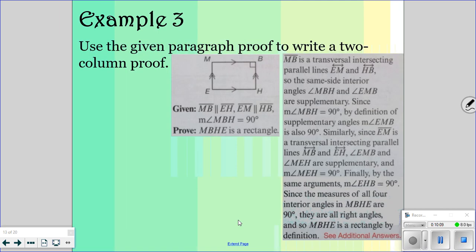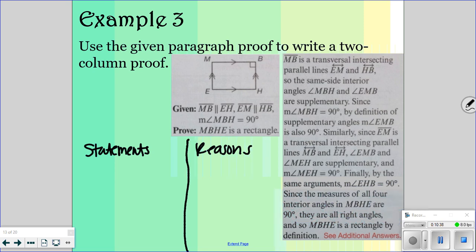So here's our paragraph proof, and we want to write a 2-column proof. So I personally think that these are a little more challenging because it's not just take this information and put it into another format. You do have to, I guess, translate it a little bit. It just takes a little bit more effort to rewrite. So statements and reasons.